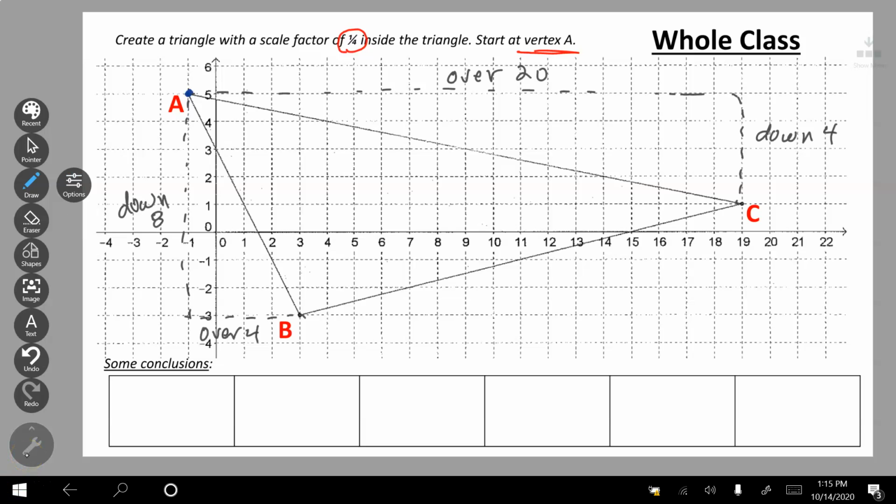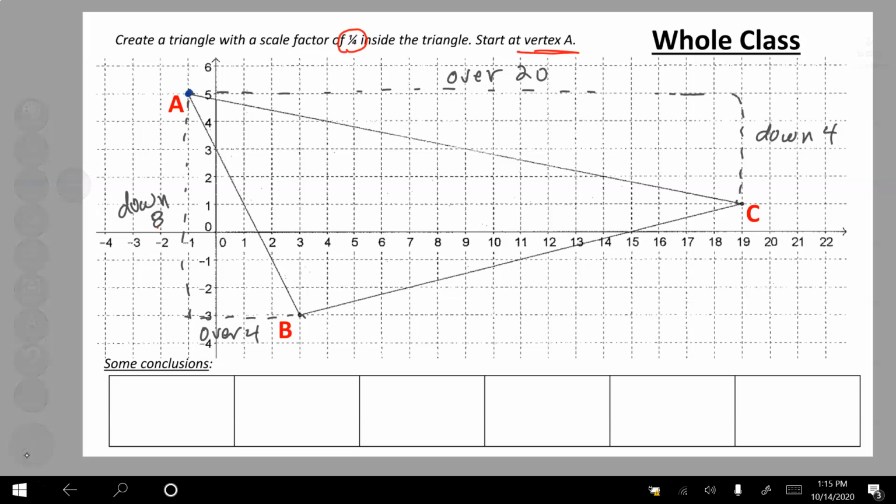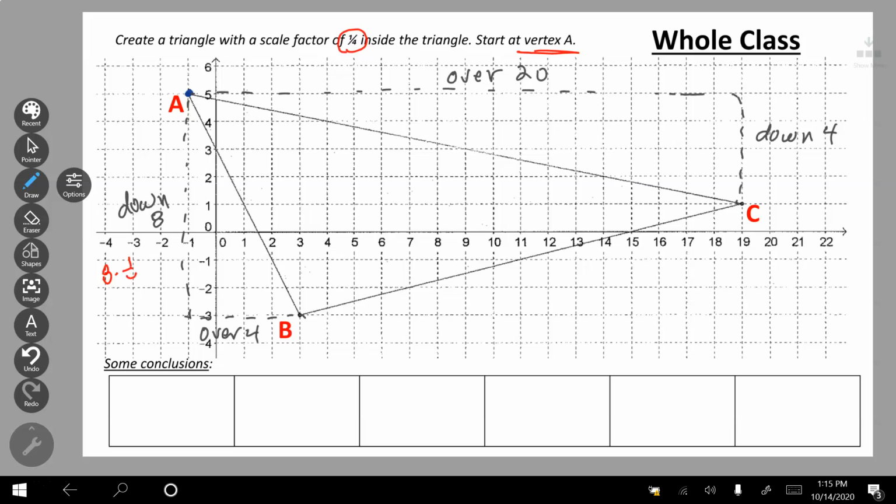So I did my little boxes where I went down and over, or up and over, and I see down 8. So I do 8 times 1/4, I get 2. I do over 4 times 1/4, I get 1. That means I have to go down 2 over 1. And here's my point right here.